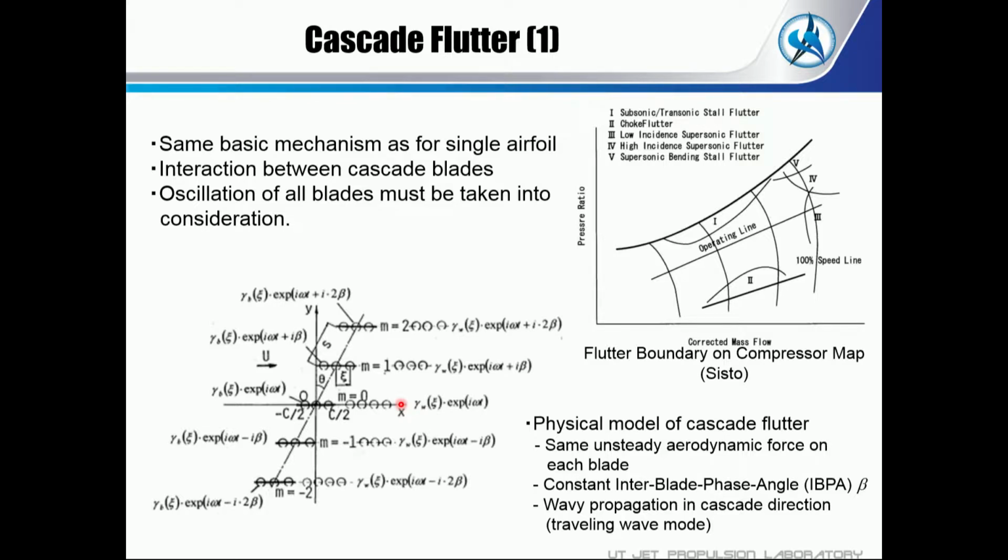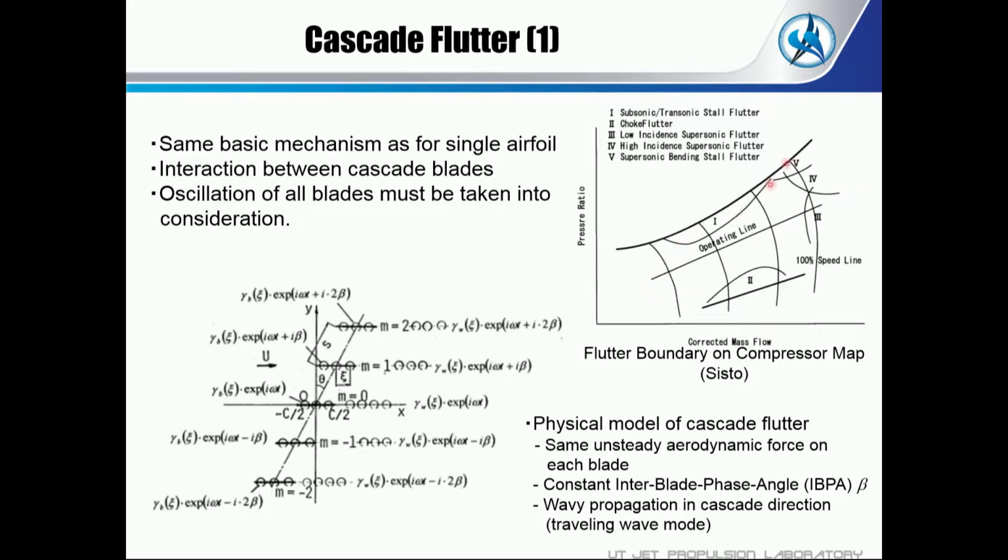Okay, but this is a very basic modeling of the cascade flutter phenomena. And this is a compressor map, as shown by Professor Mistry yesterday. And this is the surge line here, a constant velocity line here, and the operating line here.